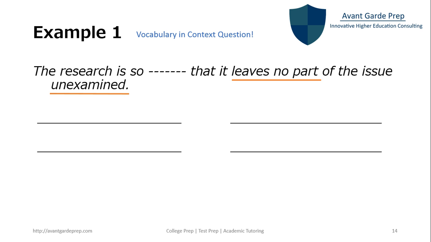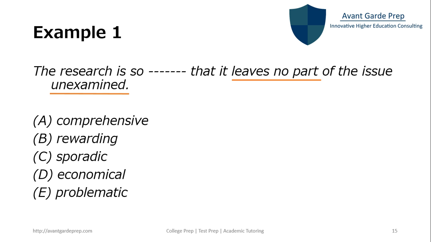Well, I came up with a few on my own. Complete, thorough, comprehensive, or exhaustive. All these words mean that no part would be left unexamined. So now I already have an idea of what type of word I'm going to be looking for when I look at my answer choices. And so if we look at those answer choices, there's comprehensive, and that was one of my words. But even so, let's look through the rest of the answer choices to make sure that nothing else is better.